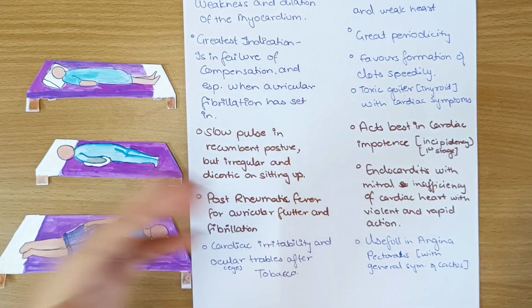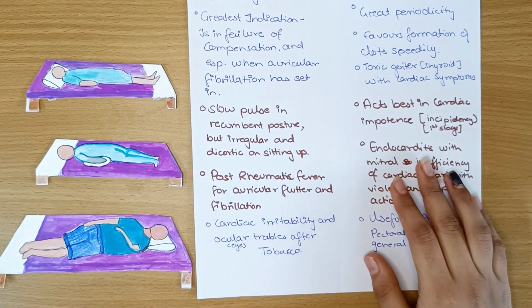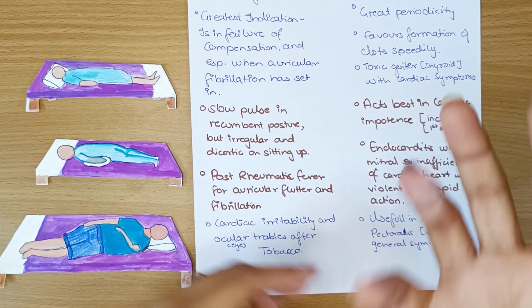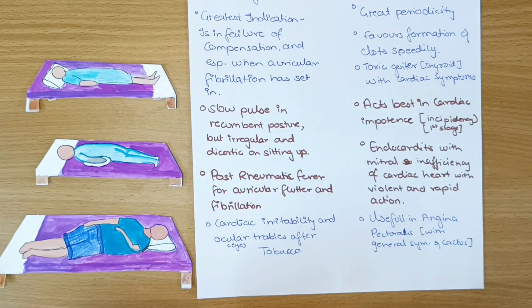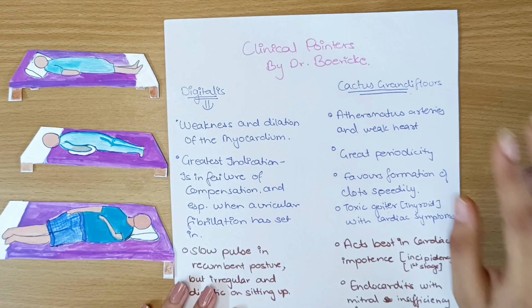So we can use it after rheumatic fever has set in, right? Then we see cardiac irritability and ocular troubles after tobacco. Once the patient takes tobacco and there are problems with the eyes or with the cardiac, that is the heart, we can give this remedy along with all the other indications that we've already discussed. Right. Now we come to Cactus grandiflorus.